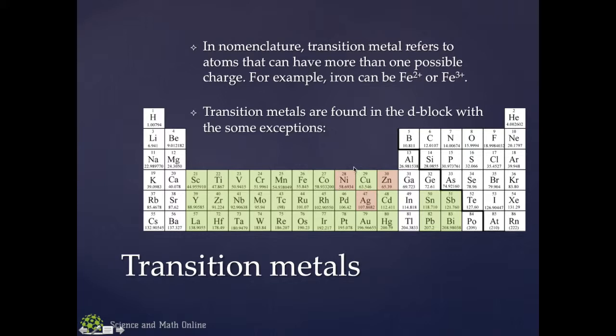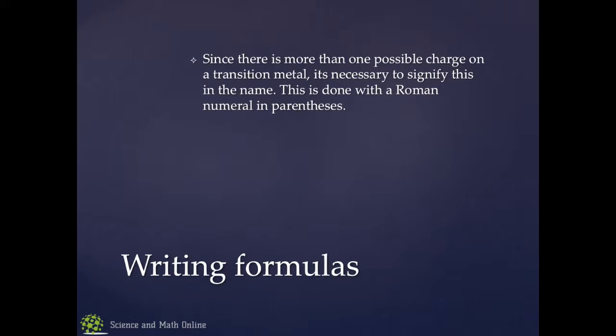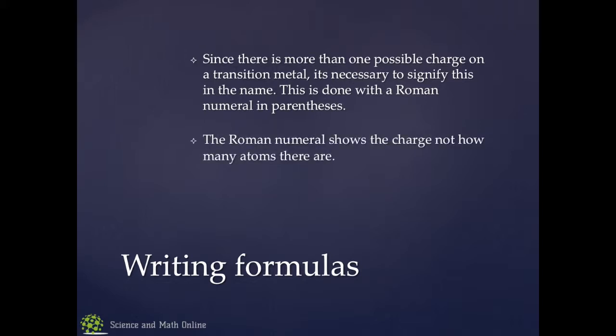All right. Since there are more than one possible charges, we need to somehow signify what charge it has. And we do this with Roman numerals in parentheses. So for example, the Roman numeral 2 in iron 2 shows you that it's 2 plus. And the 3 shows you that it's 3 plus.